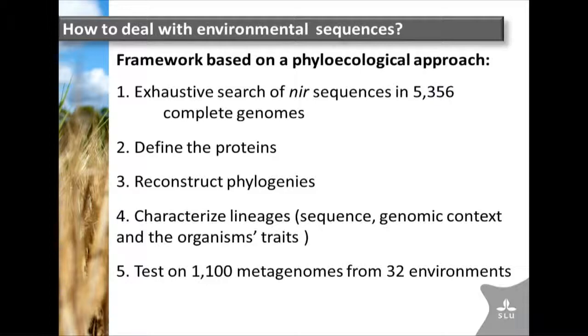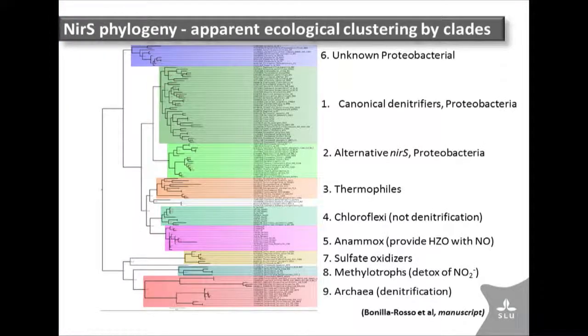And then we tested this framework on 1,100 metagenomes from 32 different environments. And I will only give an example of the NirS type here today. Basically, the clustering we found has an apparent ecological clustering by clades. And we can see that we have the canonical denitrifiers in a very clear cluster. And these are the true denitrifiers, proteobacterial. We have some alternative NirS, proteobacterial.